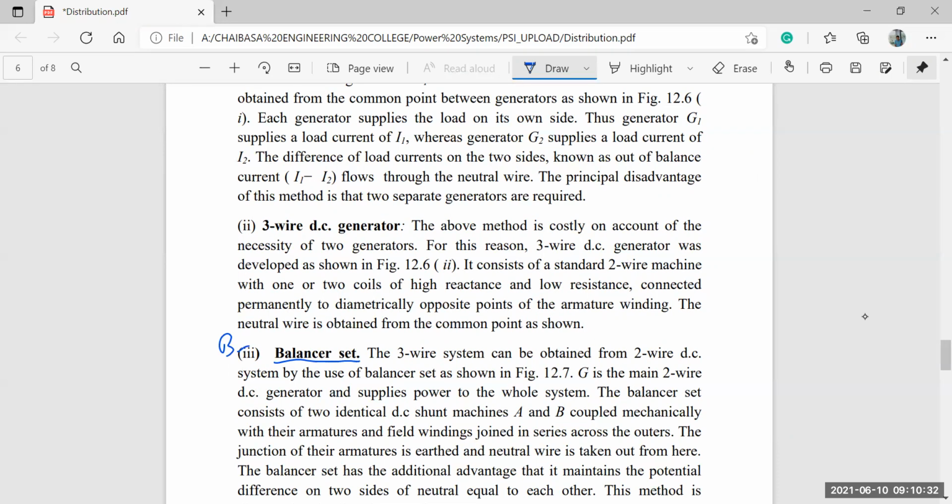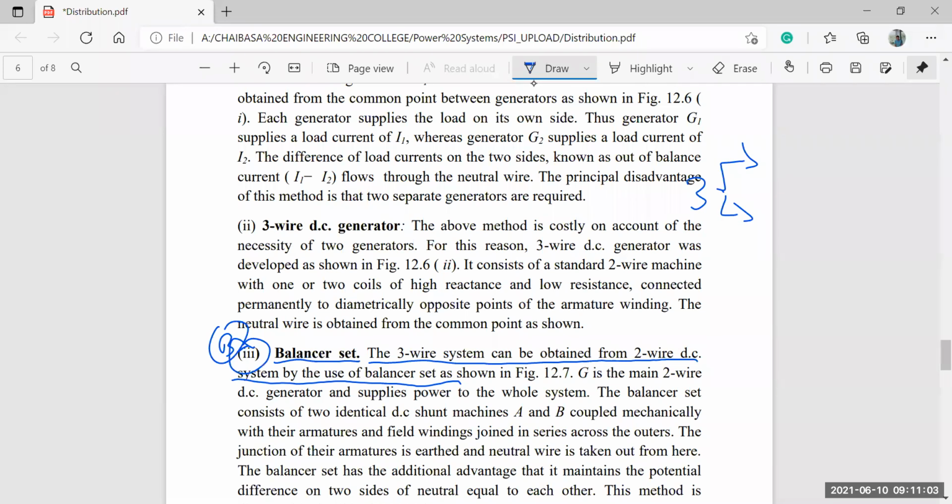Okay, see over here, the three-wire system can be obtained from the two-wire DC system by using a balancer set. So what we have seen is how this three-wire system can be affected when it is balanced and out of balance. This category is different. This three-wire system could be drawn from the two-wire system.